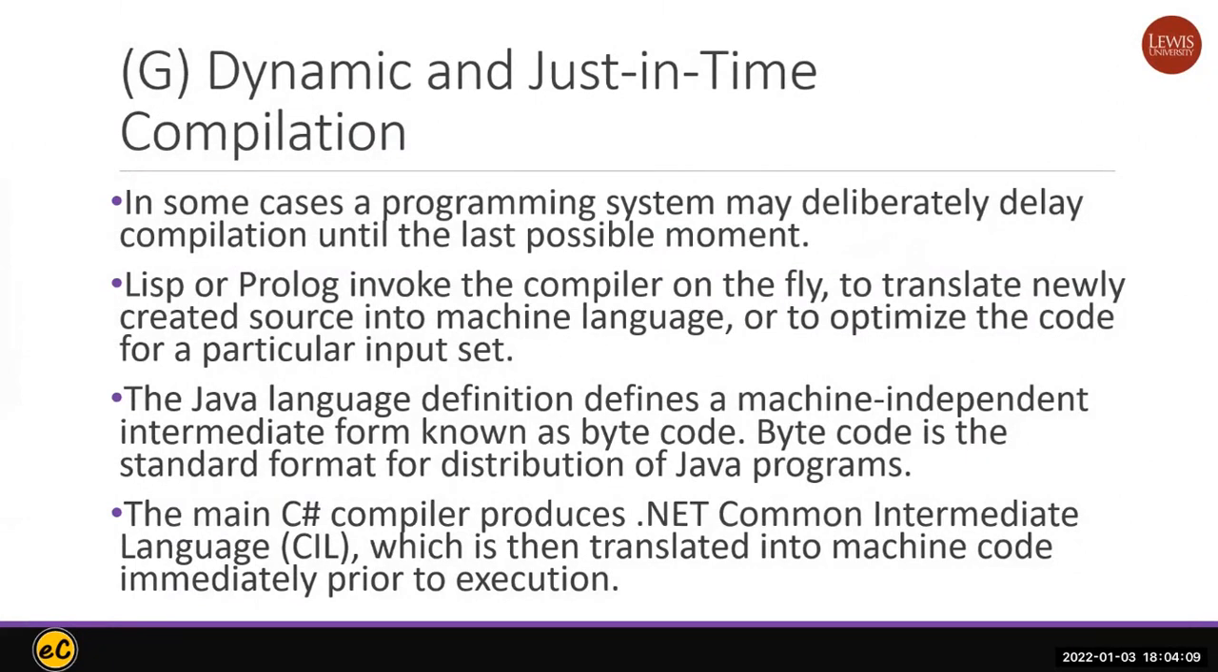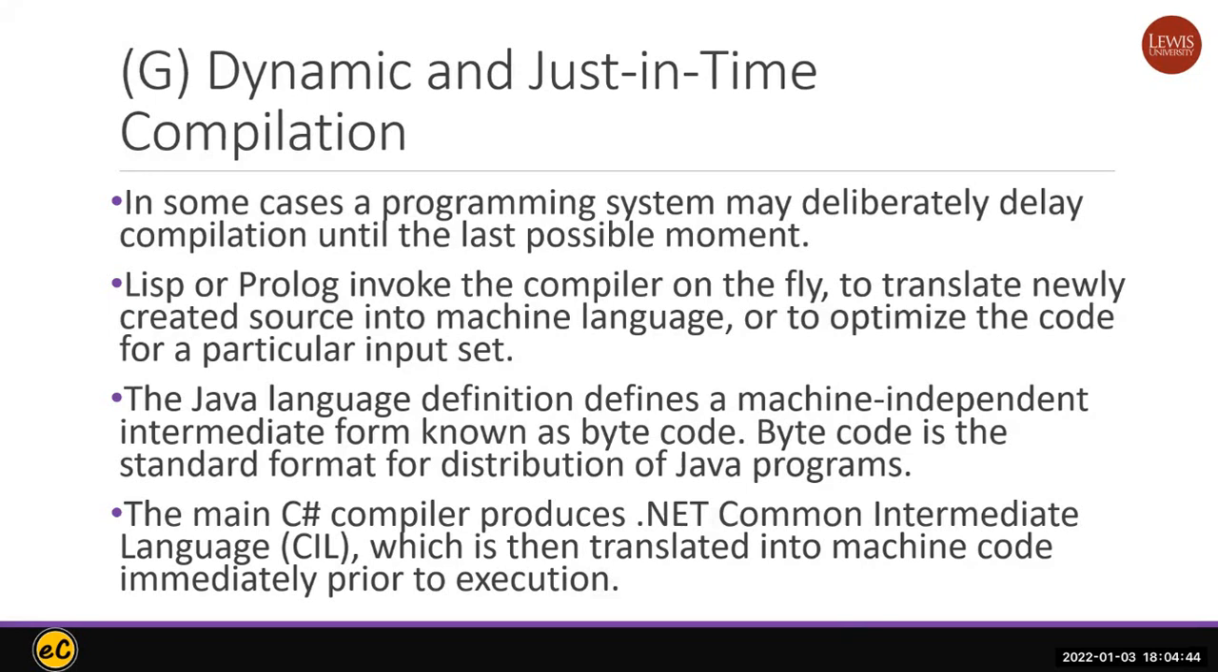Strategy G, dynamic and just-in-time compilation. We talk about it for Java. Sometimes late compilation or late interpretation is good. In some cases, a programming system may deliberately delay the compilation until the last possible moment. Especially for languages like Java, they translate the source code to an intermediate code called bytecode. Bytecode is very similar to binary code, but it's machine independent.